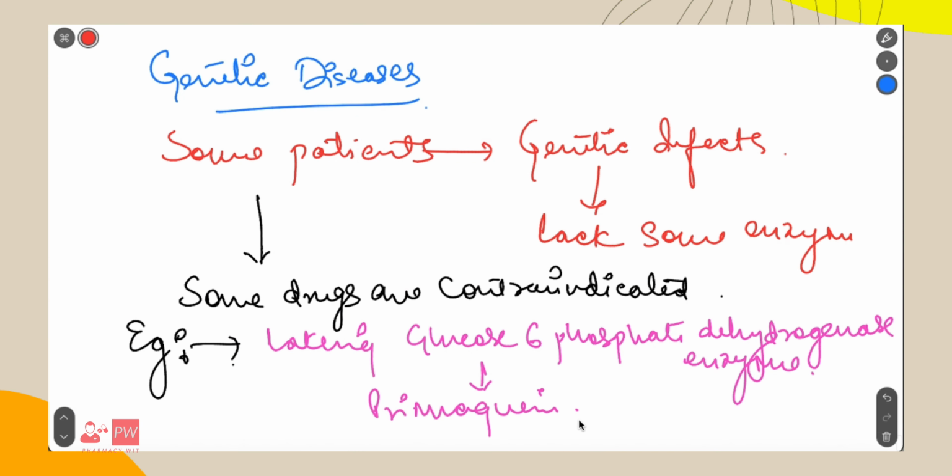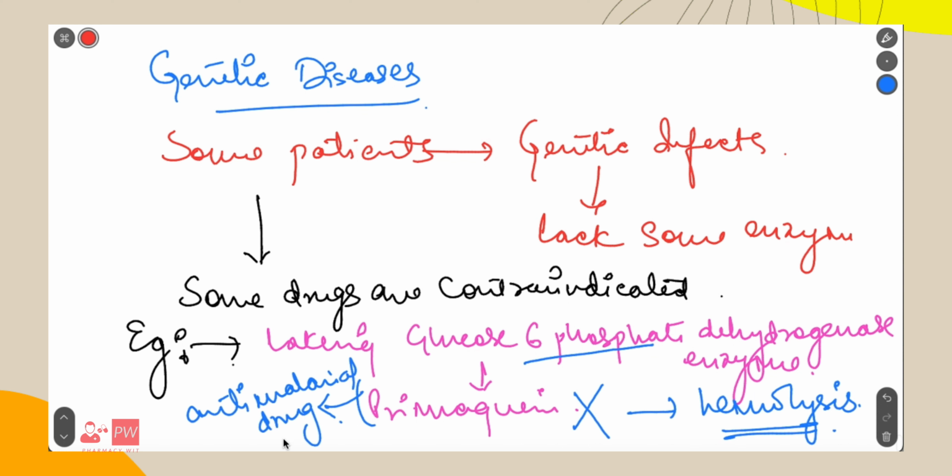For the patient who is lacking this glucose 6-phosphate dehydrogenase enzyme, primaquine should not be given to that patient because it will cause hemolysis. Hemolysis means the destruction of RBC, red blood cells. Primaquine is an anti-malarial drug. So this is one of the examples of how genetic diseases affect the dose of a drug.